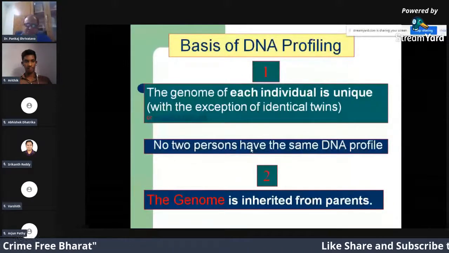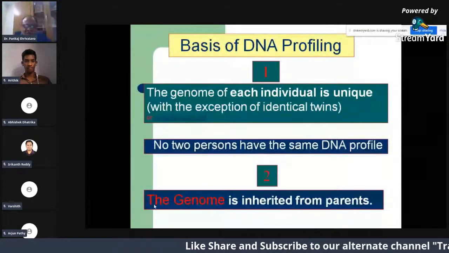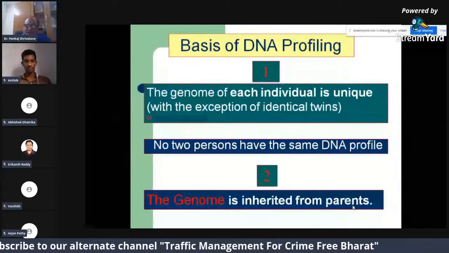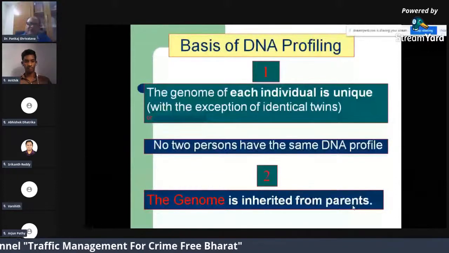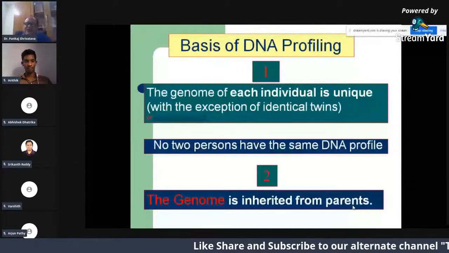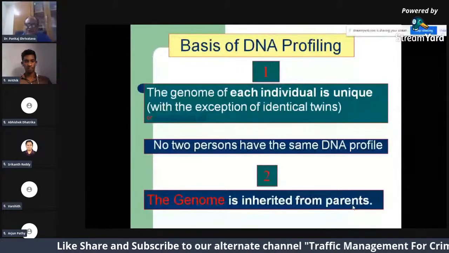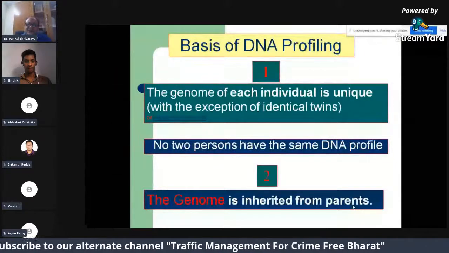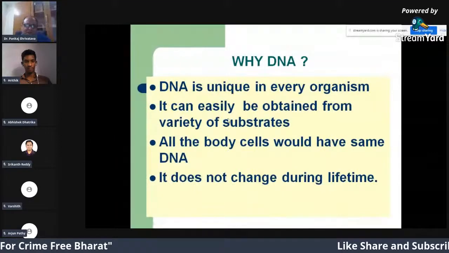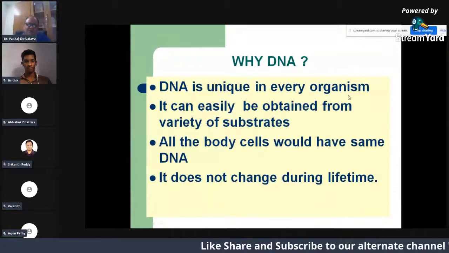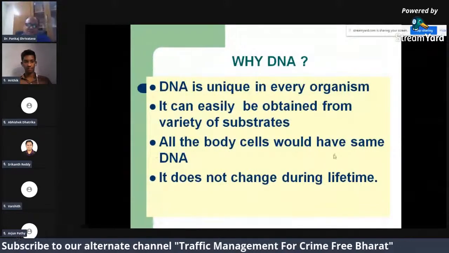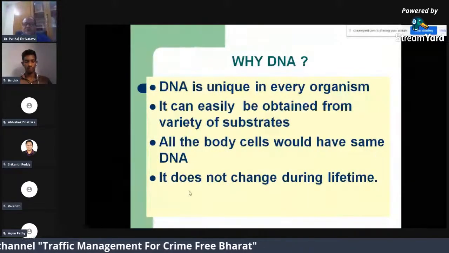And the second basis behind DNA is that the genome is inherited from parents. That means whatever you have in your body has come from your parents. You have nothing which is not there in your father or mother. You won't be having any genetic material from outside. Okay, so these two are the basis of DNA typing or DNA profiling. So with this, you can be assured that DNA is unique in every organism. It can easily be obtained from a variety of substrates. All the body cells have the same DNA, and it does not change during the lifetime.